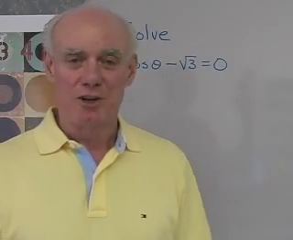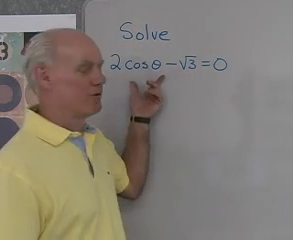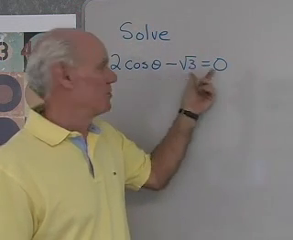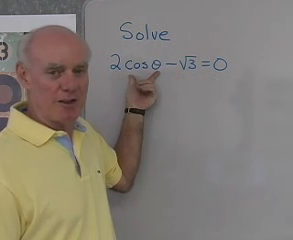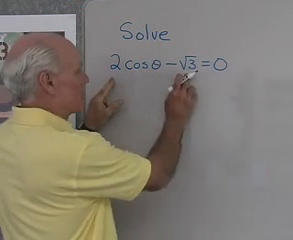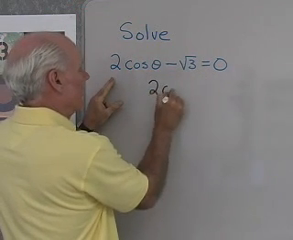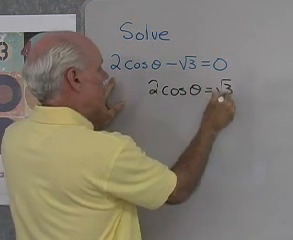We want to start our work with solving trigonometric equations. Here's the first one I've written on the board. Let's solve 2 cosine theta minus square root 3 equals 0. We're going to treat the whole expression cosine theta as if it was just a single variable. So I'll start by adding square root 3 to both sides. 2 cosine theta is equal to square root 3.